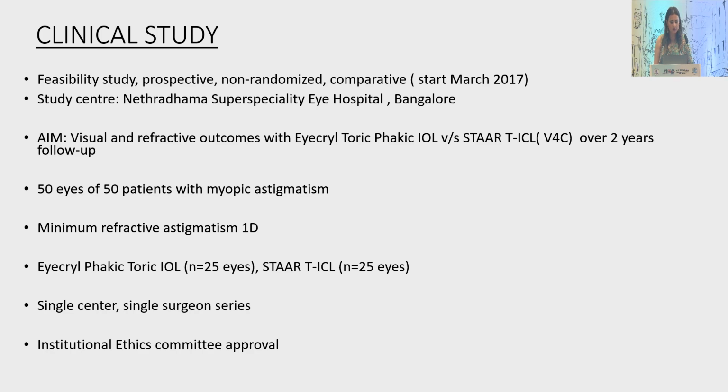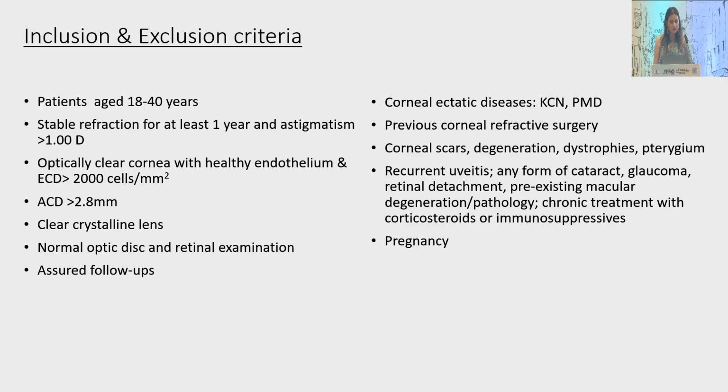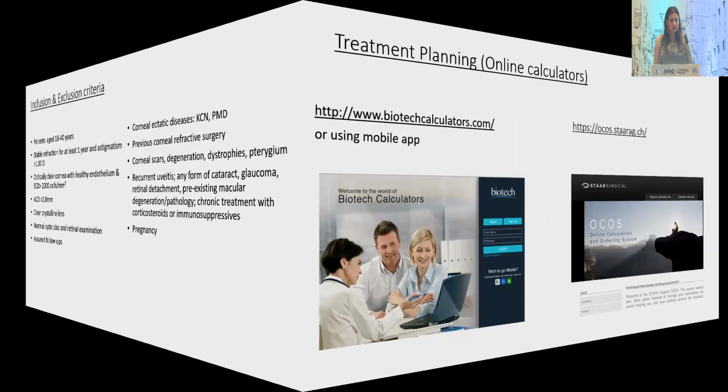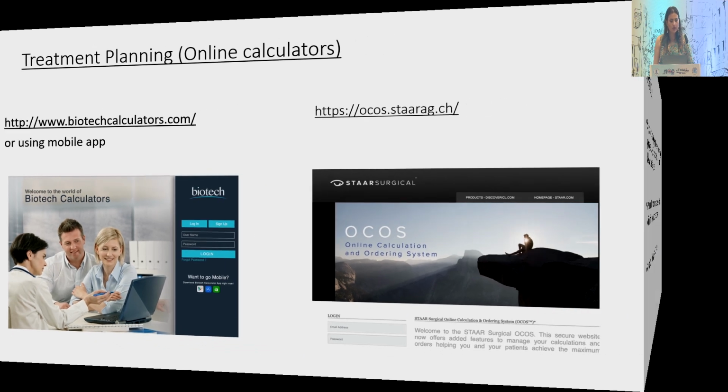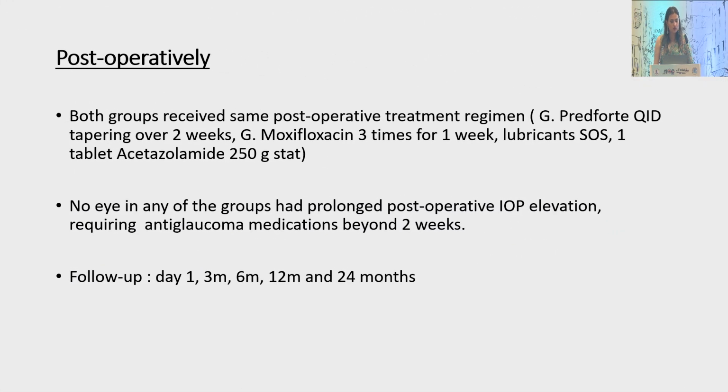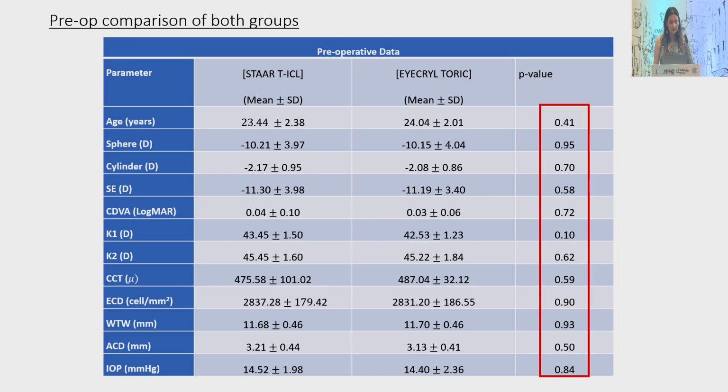We had 50 eyes in both the groups. Minimum refractive astigmatism had to be 1 diopter or more, and of course, the usual inclusion and exclusion criteria were followed. The treatment planning was done based on the online calculators of the respective companies. Post-operative regimen was same. And this is the pre-op comparison of both the groups.